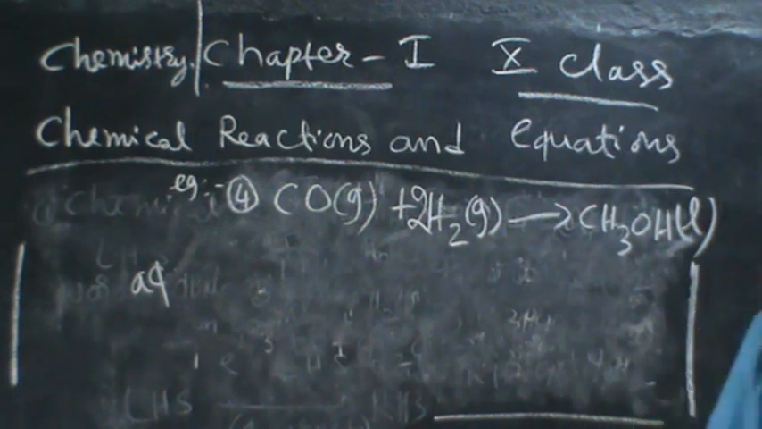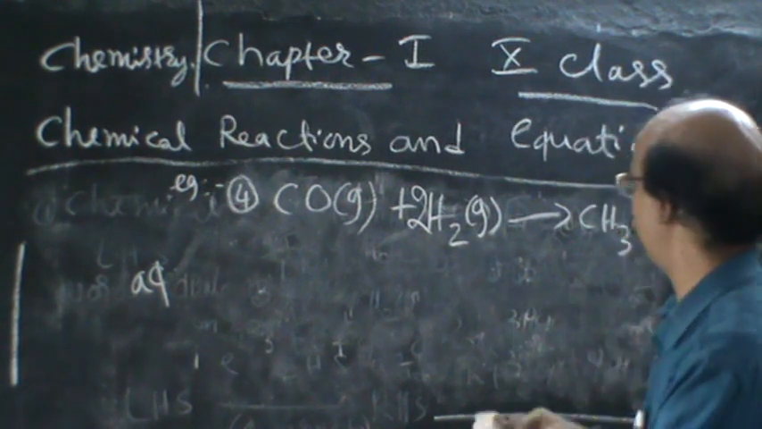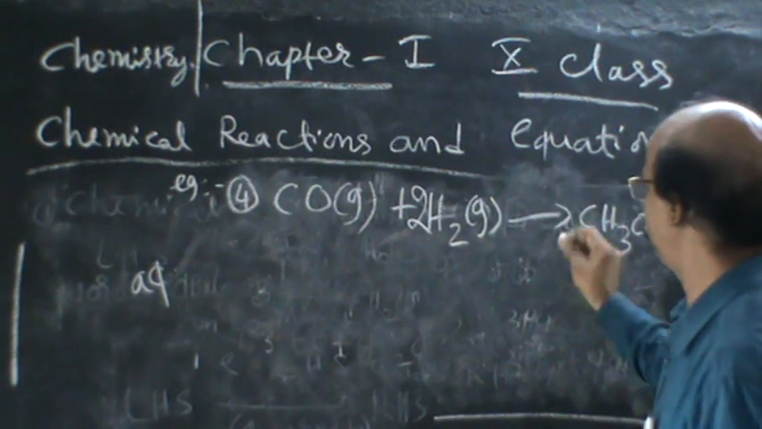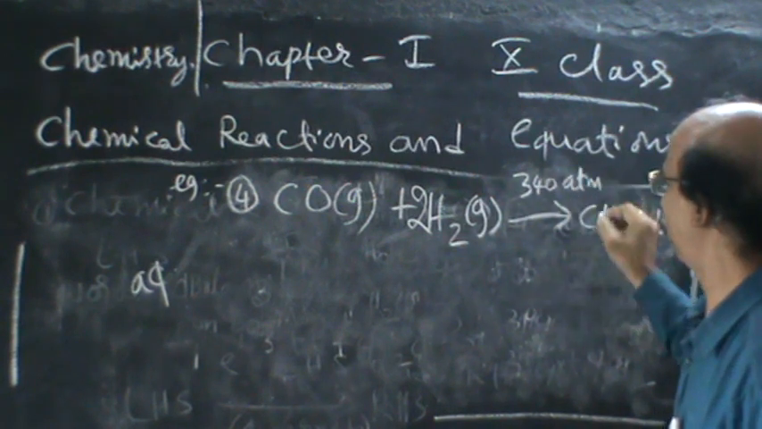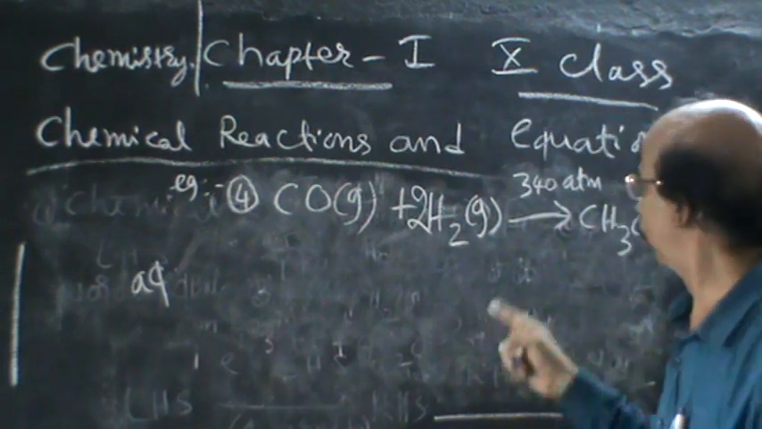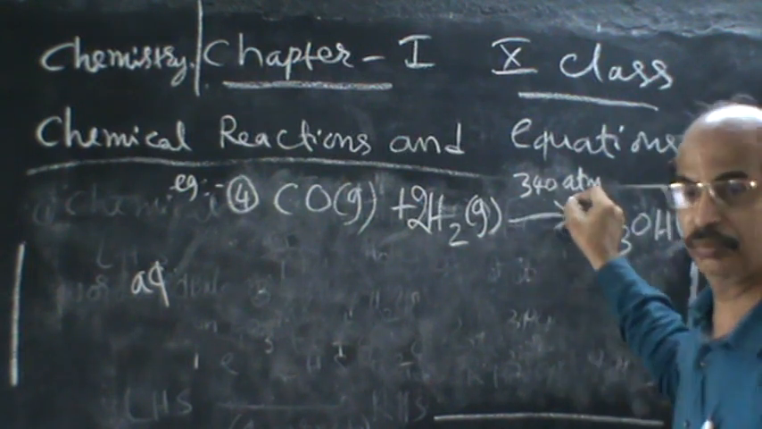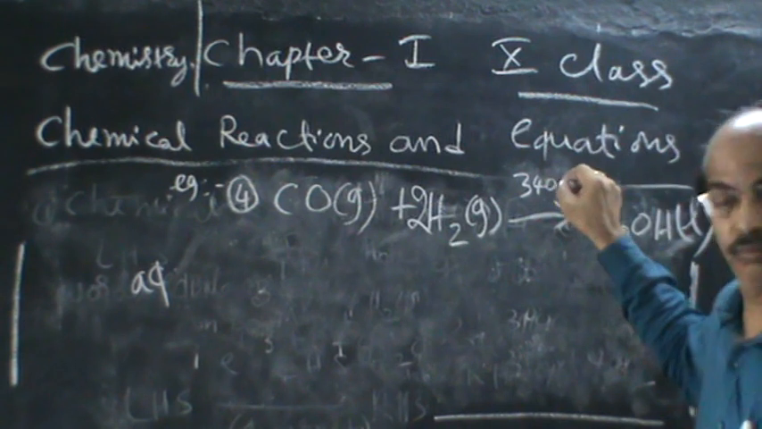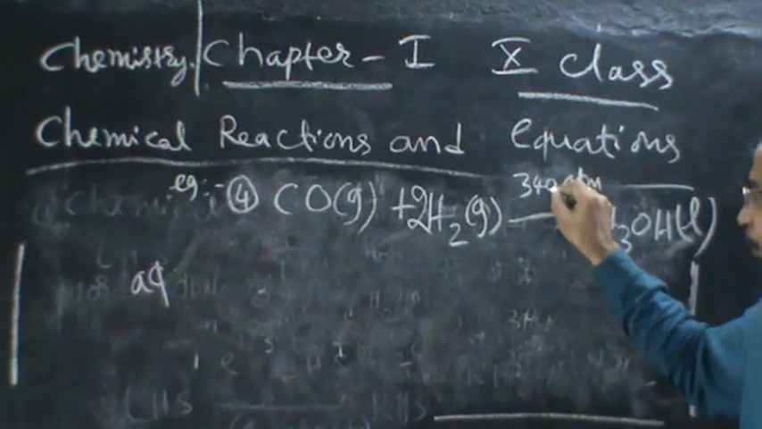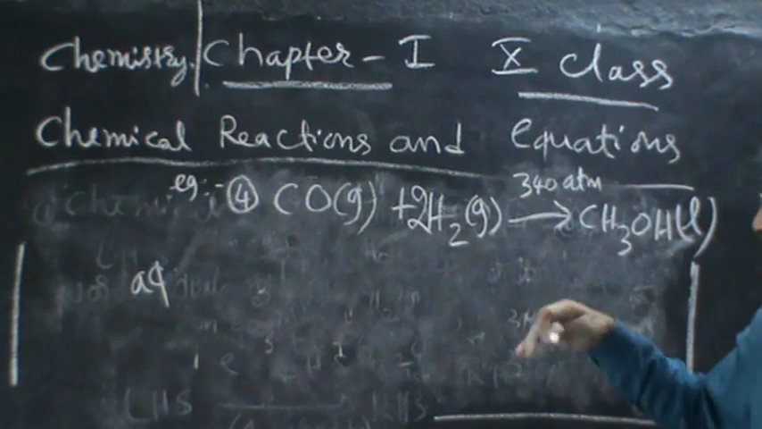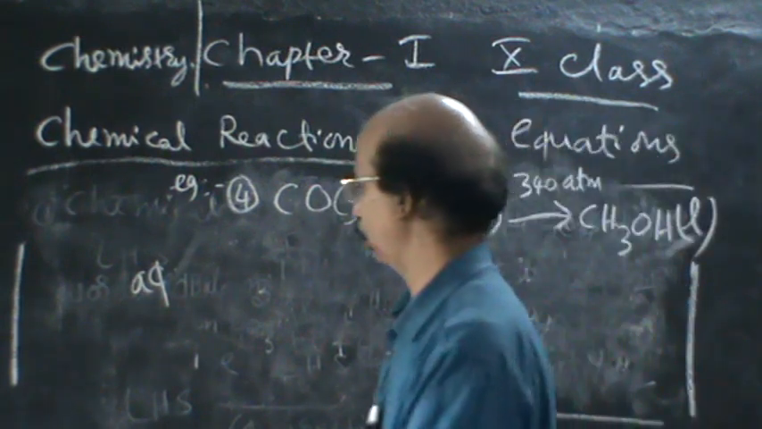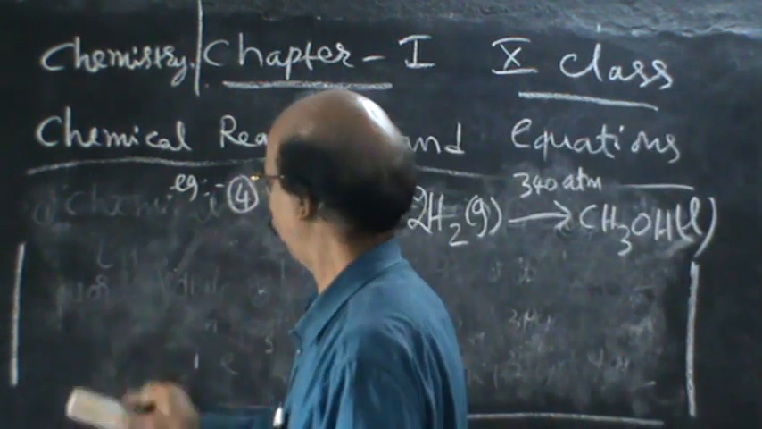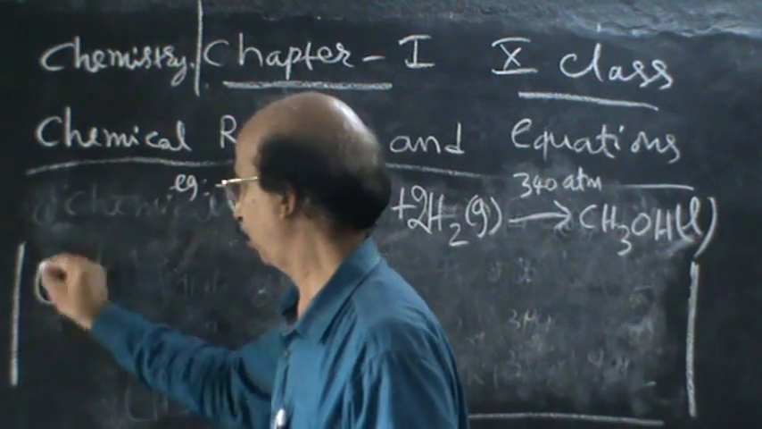Let us see the conditions. What conditions? Here pressure is important: pressure, temperature, catalyst, whatever it is. 340 atmosphere. The normal pressure is 1, so you can imagine how much this is. You can mention pressure, temperature, catalyst, or any other thing above the arrow or below the arrow. Let us try one more equation like this, a little bit familiar, a little bit difficult.